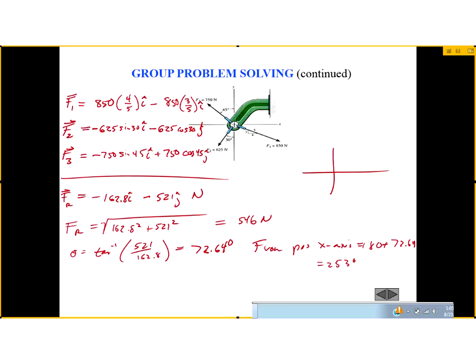Right, because both components are negative, it kind of looks something like this, right? This is our FR. And when you just do the arctangent of those components, it's basically telling you this angle right here. So we've got to add 180 degrees to that to get the correct angle.